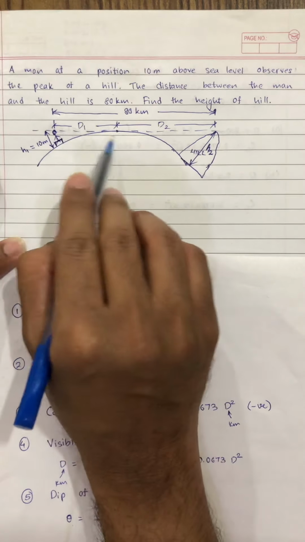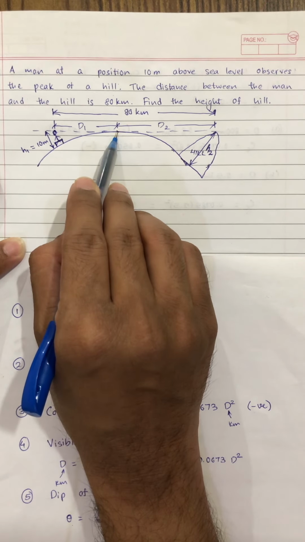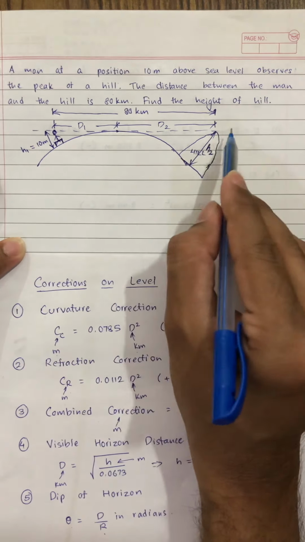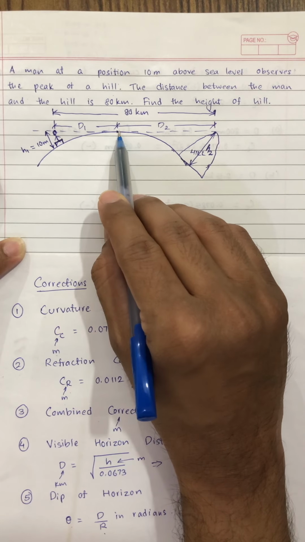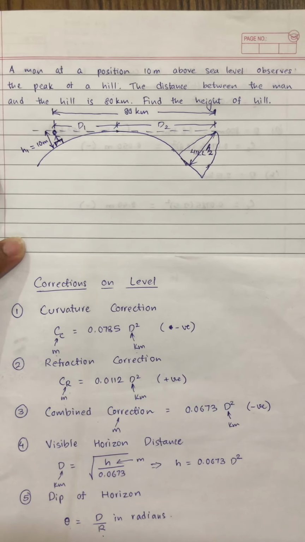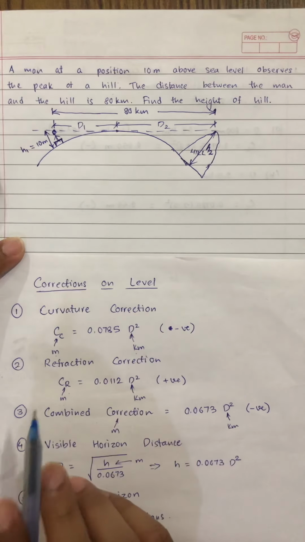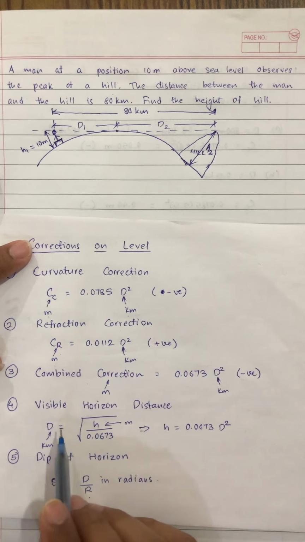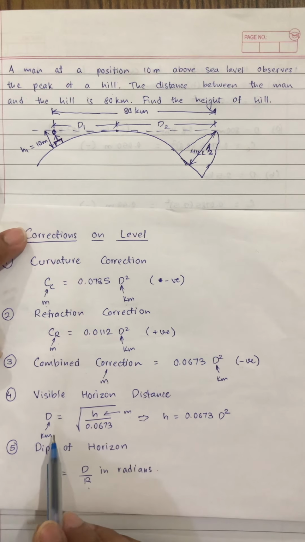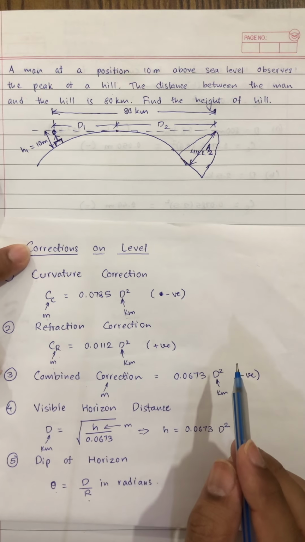d1 is actually the distance from the man till the highest point on the earth, and d2 is the distance between the top of the hill and the highest point on the earth. So first we'll have to find these distances d1 and d2 in order to find the height of the hill. Now for that, which formula should be used? We'll have to use this visible horizon distance formula. The formula is given as d is equal to under root of h upon 0.0673.